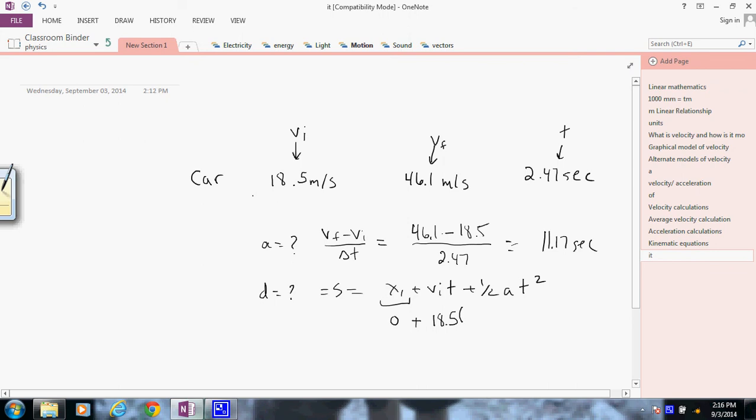This is the distance I would travel just based upon my initial velocity. Then I'll add on how much I would have traveled based on the acceleration, which is 1/2 the acceleration we calculated in the previous question. I rewrote the units incorrectly; it should have been meters per second squared. That's my acceleration, 11.17, and then my time is squared, 2.47. If I did all my math correctly, my distance traveled is 79.7 meters.